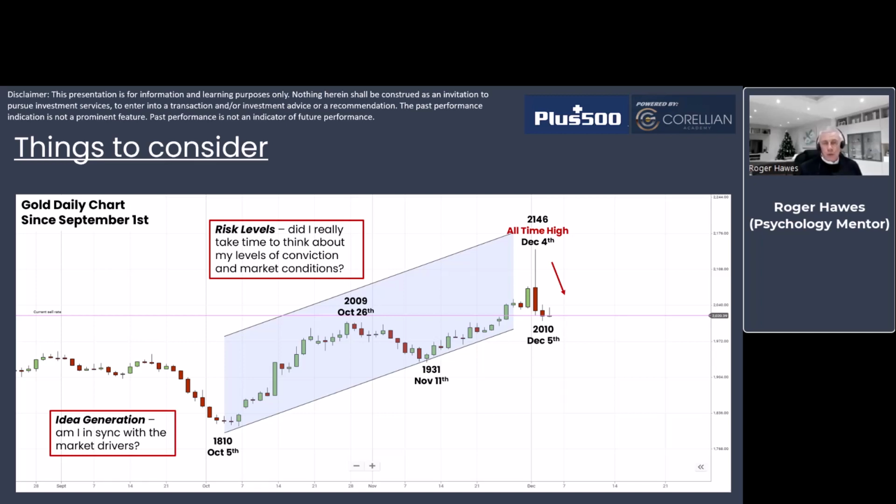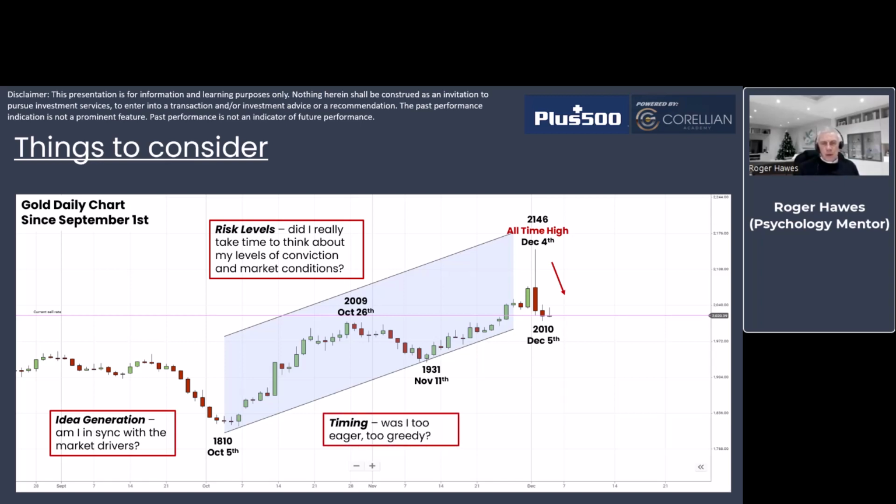Or similarly, you could get to the end of your trade and be disappointed with the level of profit that you've actually made on a winning idea. And again, that could be because you were under leveraged. Maybe you were a bit nervous when you went in and you weren't associating your risk levels with the levels of conviction of your trade. So things like that are the questions we should be asking ourselves to help us when we start putting on the next trade.